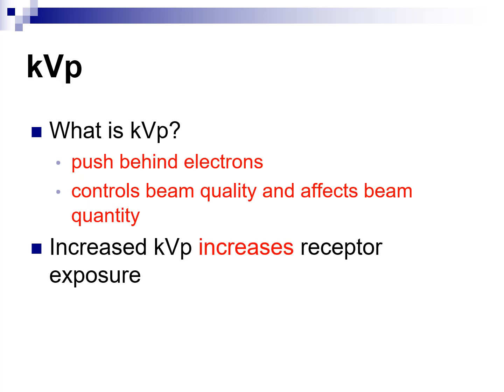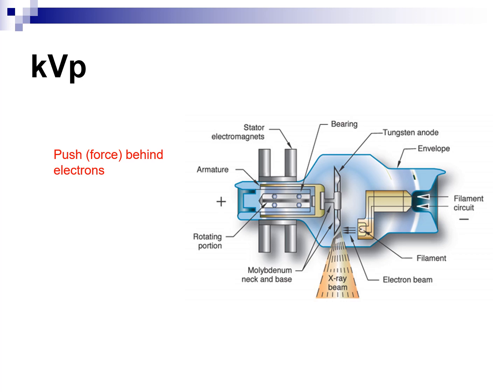kVp is the push behind the electrons, and it controls the beam quality and affects beam quantity. Increased kVp increases receptor exposure. kVp is the force or the push that's going to be behind the electrons that are going to be accelerated from the cathode to the anode. And therefore it's going to be impacting our X-ray beam.